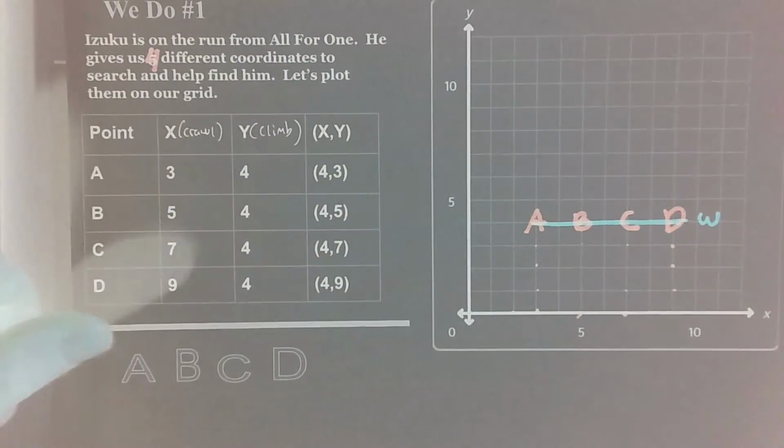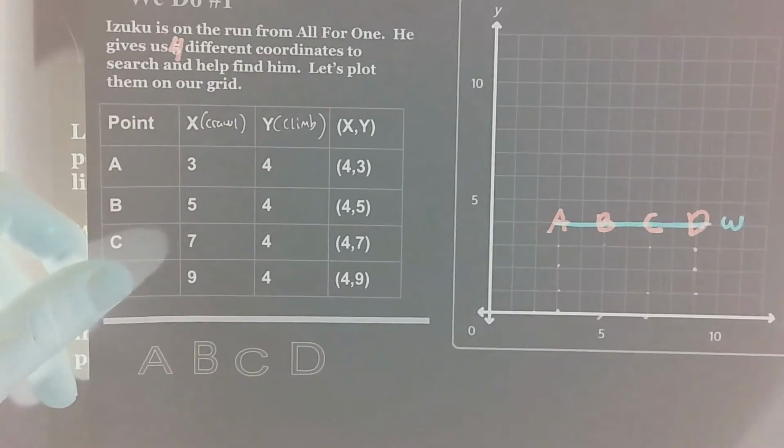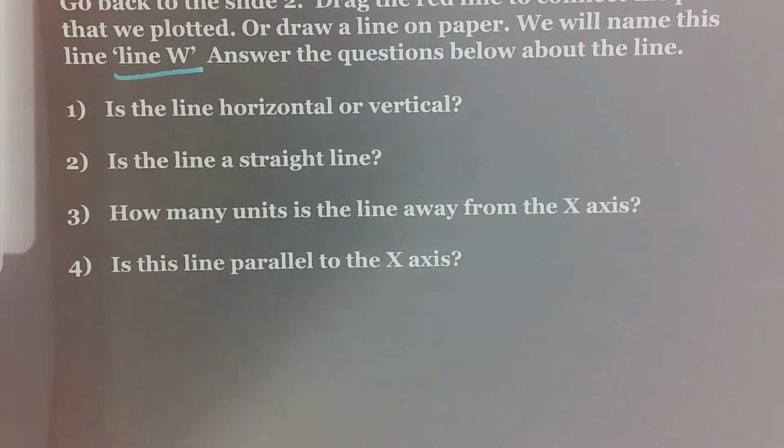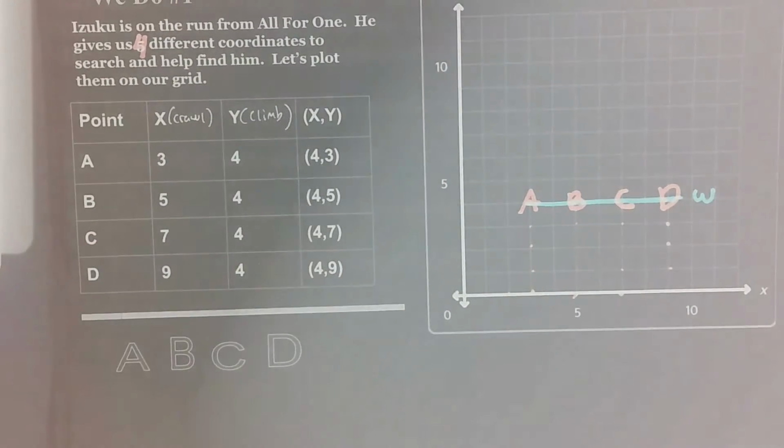Next, we have some questions to answer about line W. Number 1 asks us, is the line horizontal or vertical? Number 2 asks, is the line a straight line? Number 3 asks, how many units is the line away from the x-axis? And number 4 asks us, is this line parallel to the x-axis? Teachers, let's pause here and pick a stick for each of these 4 questions about our newly created line W.